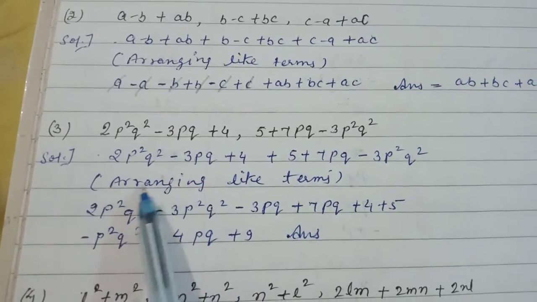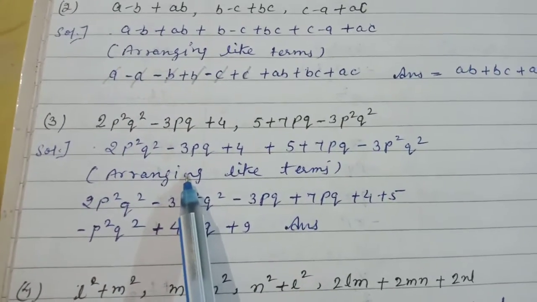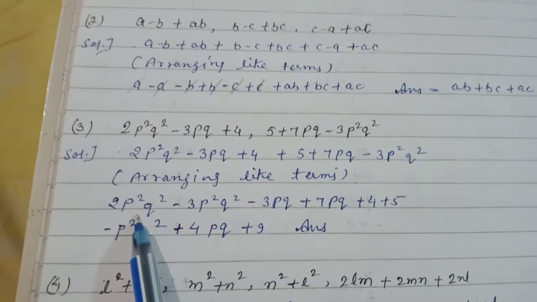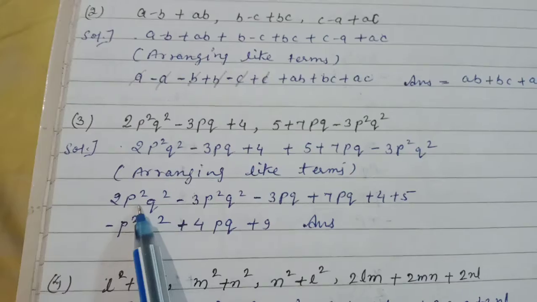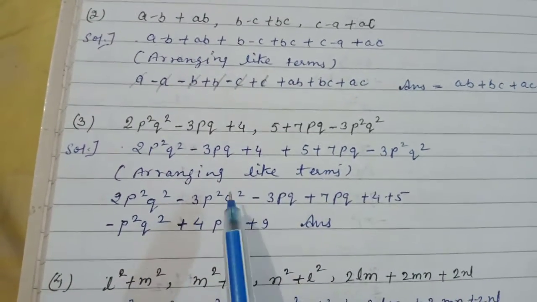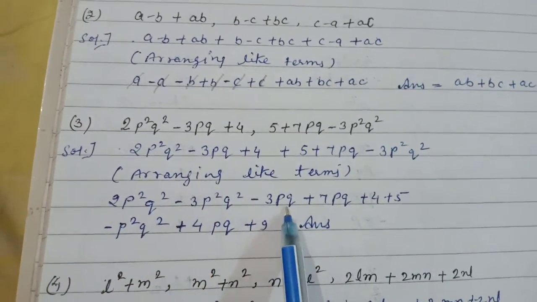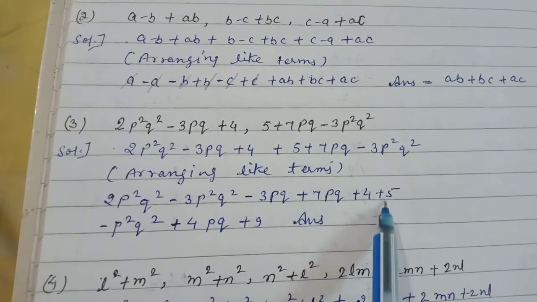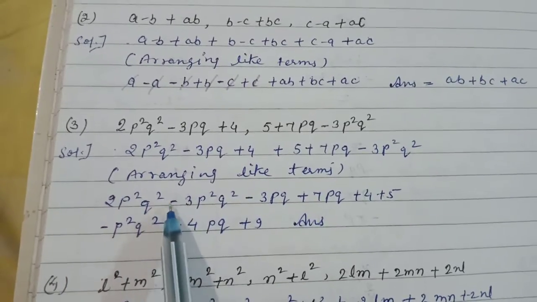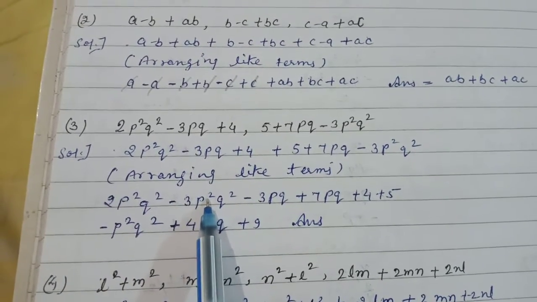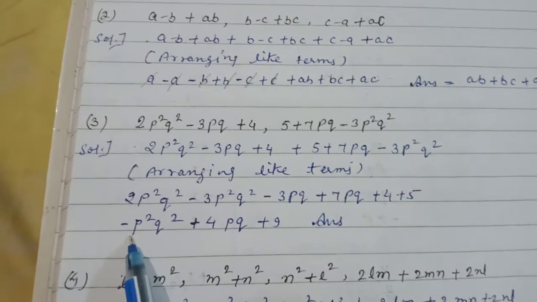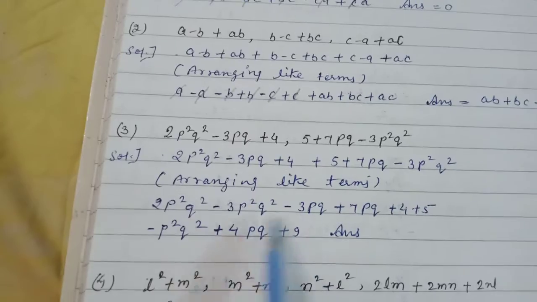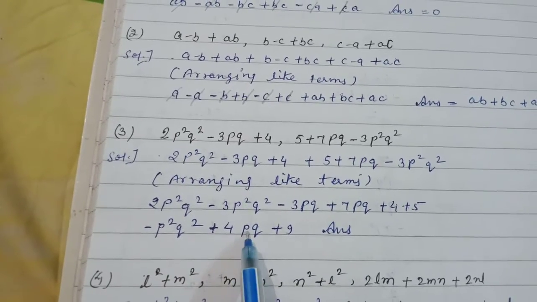Again, students, we have to arrange like terms. Here, p square q square, so p square q square ki term hi hum p square q square ke saath rakhenge. 2p square q square minus 3p square q square minus 3pq plus 7pq plus 4 plus 5. So, 2p square q square में से हम 3p square q square को subtract करेंगे, हमारे पास बचेगा minus p square q square. 7pq में से हम 3pq को minus करेंगे, हमारे पास बचेगा 4pq.